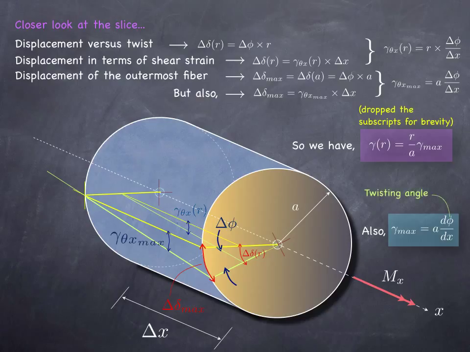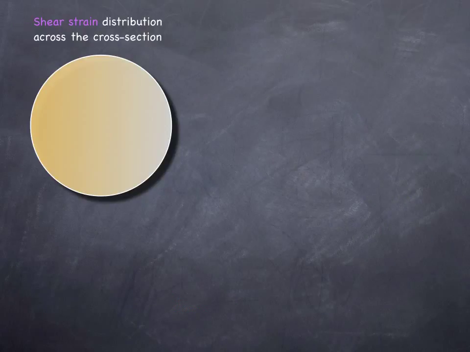So now that we know the shear strain distribution across the cross section, let us draw a picture of it. This was the formula that we had. So at the center, we're going to have a 0 shear strain. We're going to vary linearly towards its maximum value. So we're going to have this triangular distribution of shear strain.